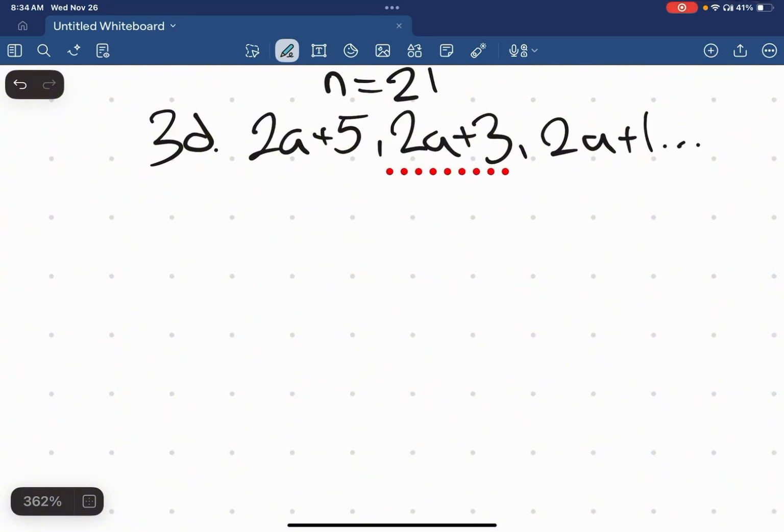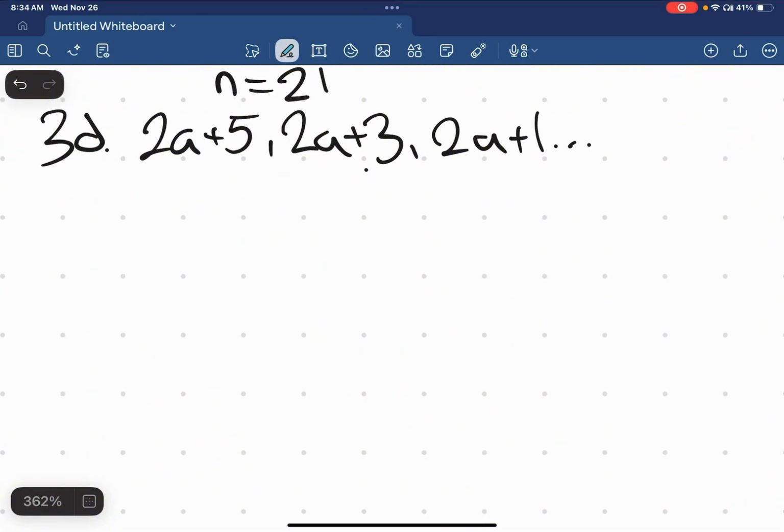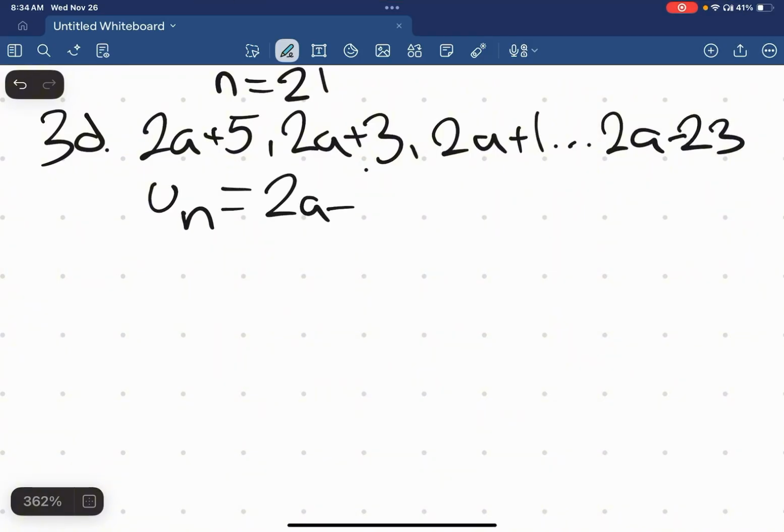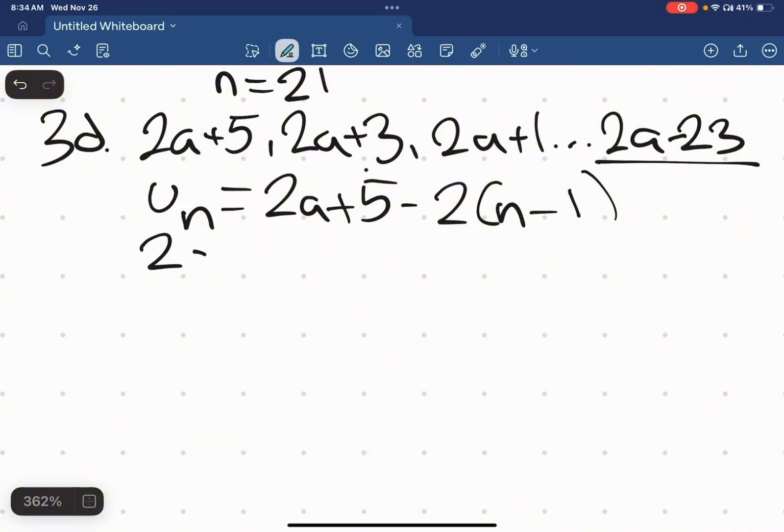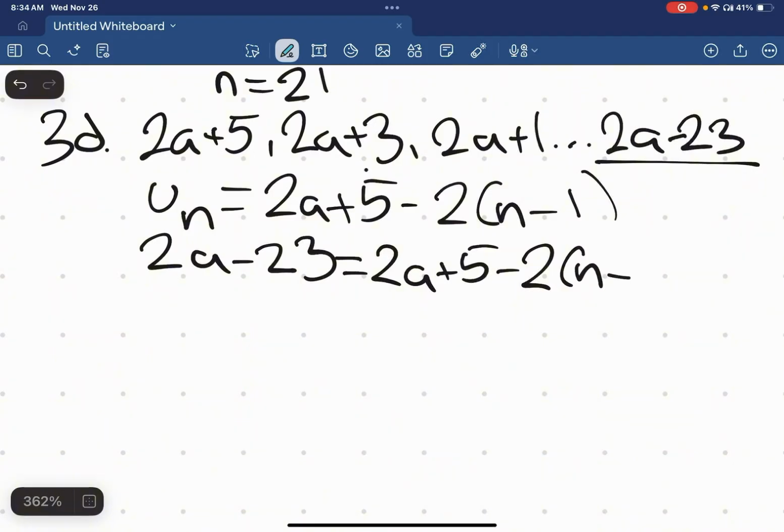Dot, dot, dot. Oh, can this line get out of here? Okay. 2a minus 23. So, as I said earlier, common difference is negative 2. And our u1 term is 2a plus 5, minus 2 and minus 1. Then we plug in our last term as our nth term. So 2a minus 23 is going to be equal to 2a plus 5, minus 2 and minus 1.